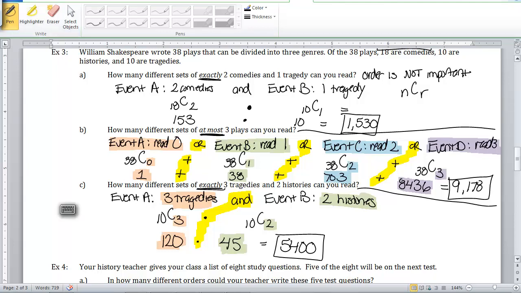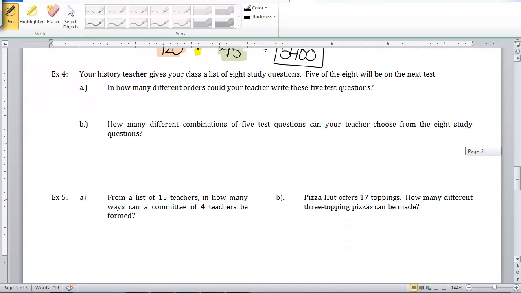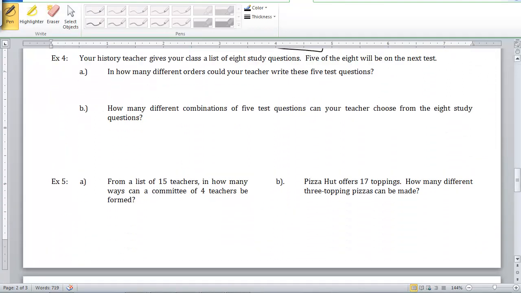Let's now look at example 4. In example 4, you have to tell if order is important or not. Should you do a permutation or should you do a combination? Please pause the video and decide if A should be a permutation, meaning the order is going to be important, or if A should be a combination, meaning the order is not important.